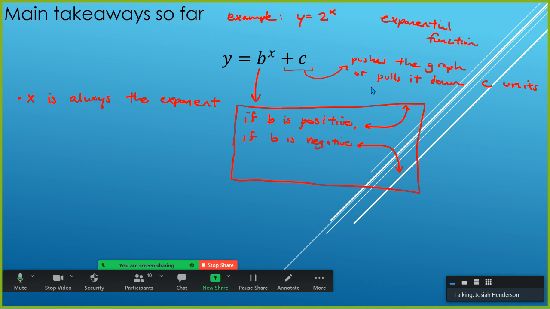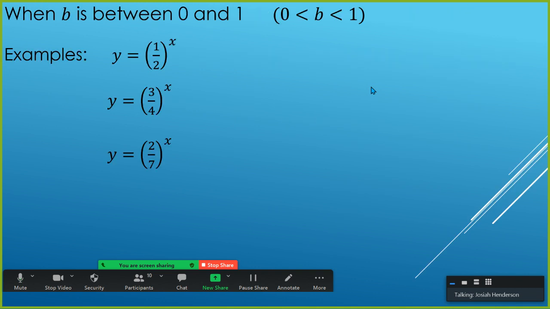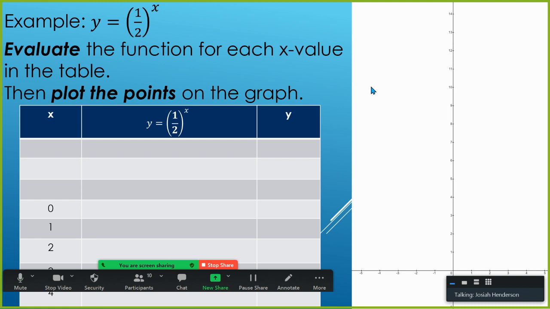Okay, now yesterday we talked about the zero power because we have to do, I'm going to show you this really quick.